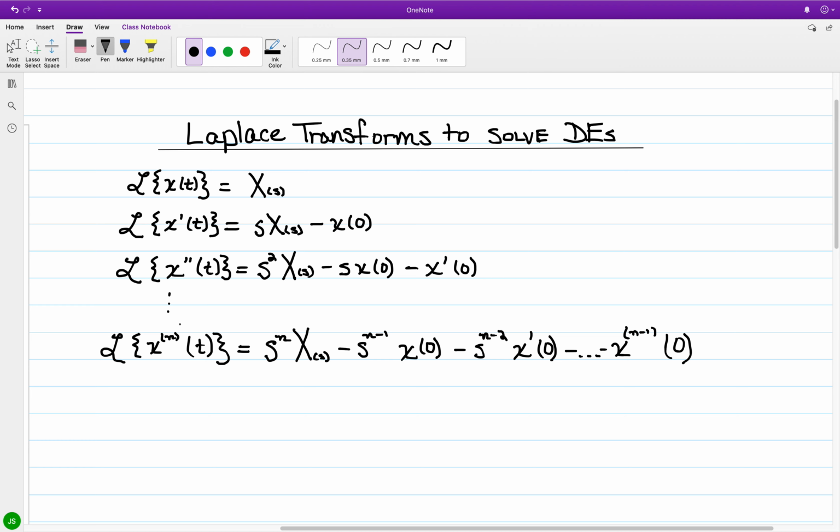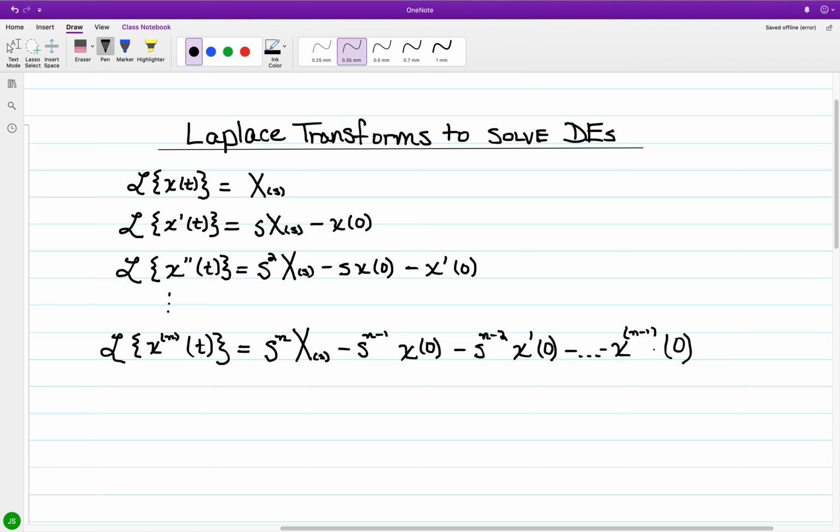And if you were to go up to the nth degree in the derivative, algebraically you have s to the same power as the order of the derivative. So you have s to the n times the Laplace transform x of s, minus s to the n minus 1 x naught, minus s to the n minus 2 x prime naught, and going out to the constant, the n minus 1 derivative at 0.